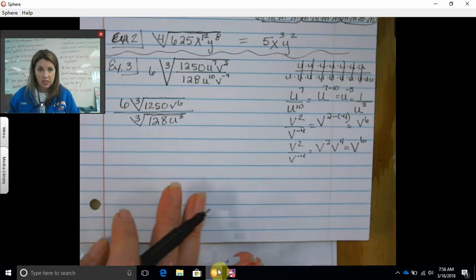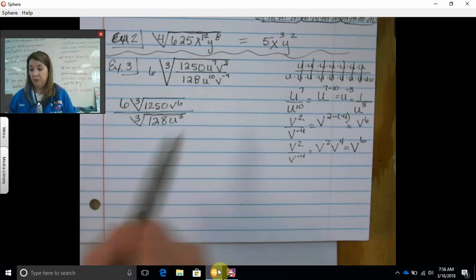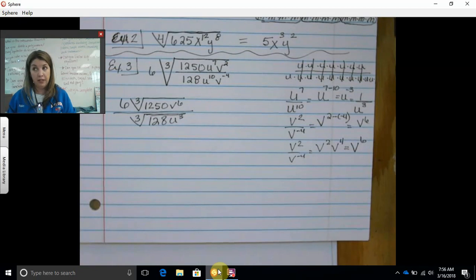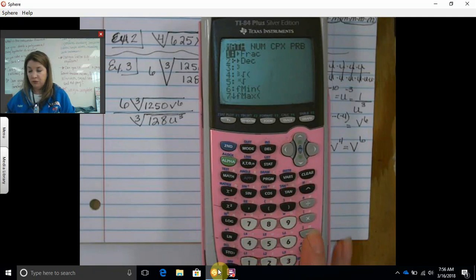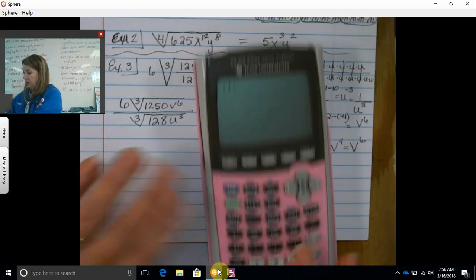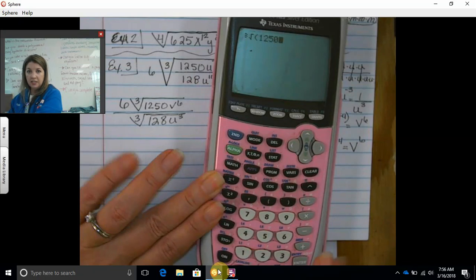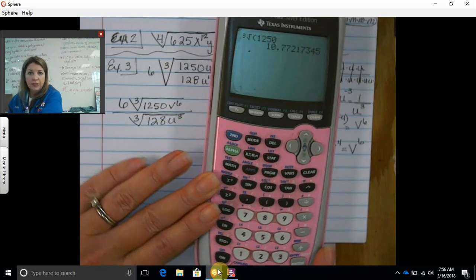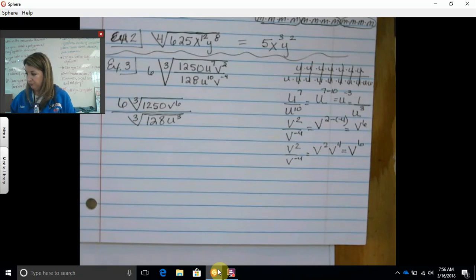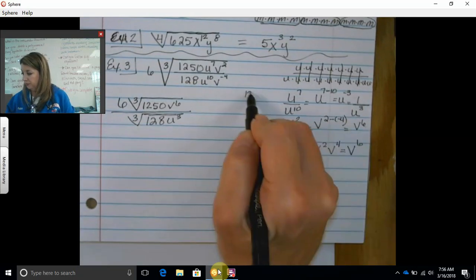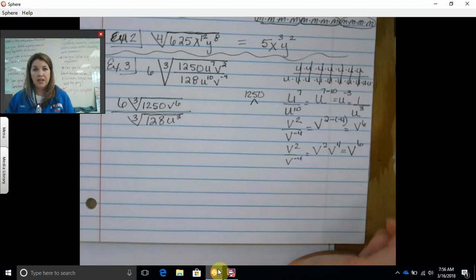Just check it. So hopefully 1,250 will be a perfect cube. I'm gonna check my calculator. So math, option 4, 1,250. Nope, not today. So that's all right. We'll do a little factor tree. Now 1,250, it's even, so I could divide by 2. Or if there's a bigger factor that you want to use, we could do that too.